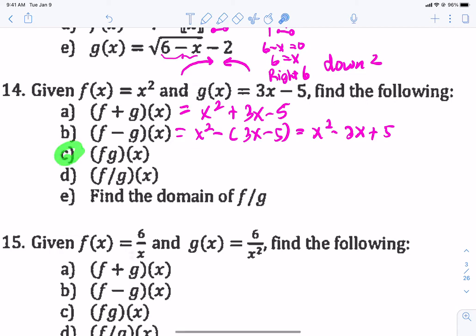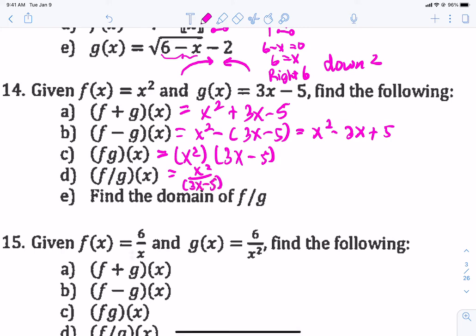For multiplying functions, put both functions in parentheses. That hopefully will remind you to distribute. And to divide functions, you could probably put them in parentheses as well.